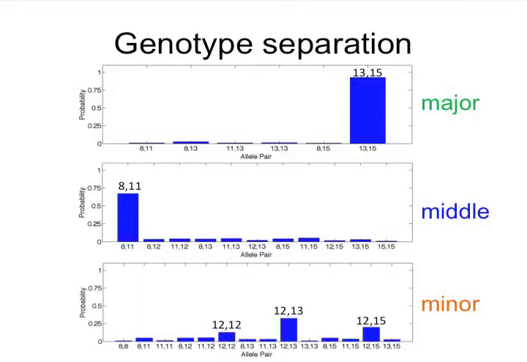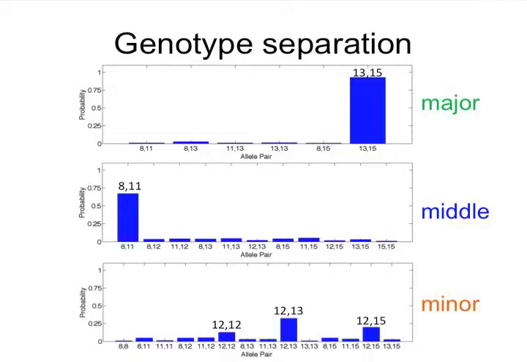Now here we're looking at the genotype separation between these 3 people. Again, we are just focused on one locus, and what you're seeing on the x-axis of each of these pictures is the possible allele pairs, and on the y-axis is the probability. So looking at the top picture, this is for the major contributor. You can see that almost all of the probability is assigned to the 13-15 allele pair. Now looking at the middle, most of the probability has been assigned to the 8-11 allele pair.